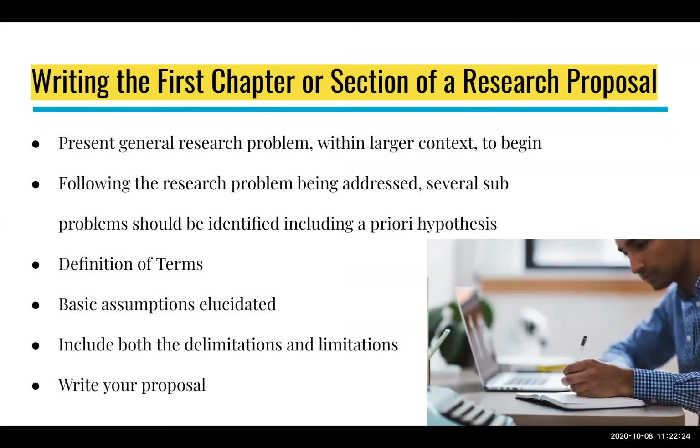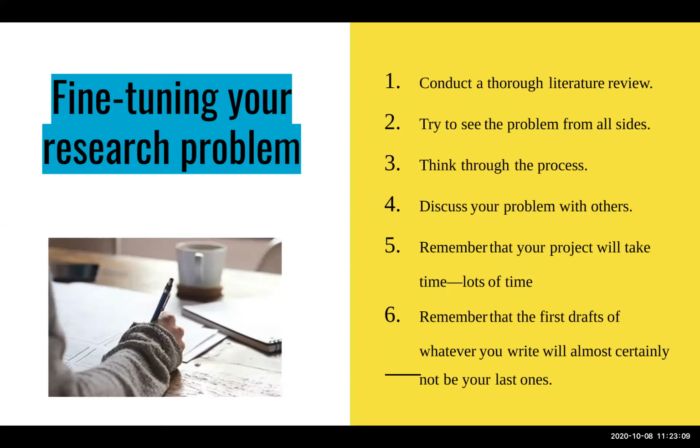Writing the first chapter or section of a research proposal. When writing the first section or chapter of a research proposal, you should present a general research problem with a large context. Following the research problem being addressed, several subparts should be identified, including the prior hypothesis. You should also include definitions of terms that will aid the readers. Make sure assumptions are included, as well as the delimitations and limitations. Finally, write your proposal.